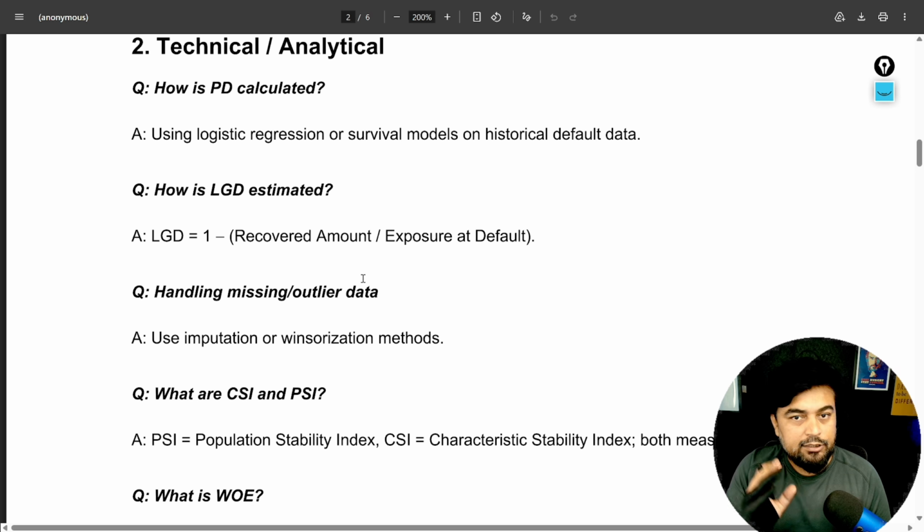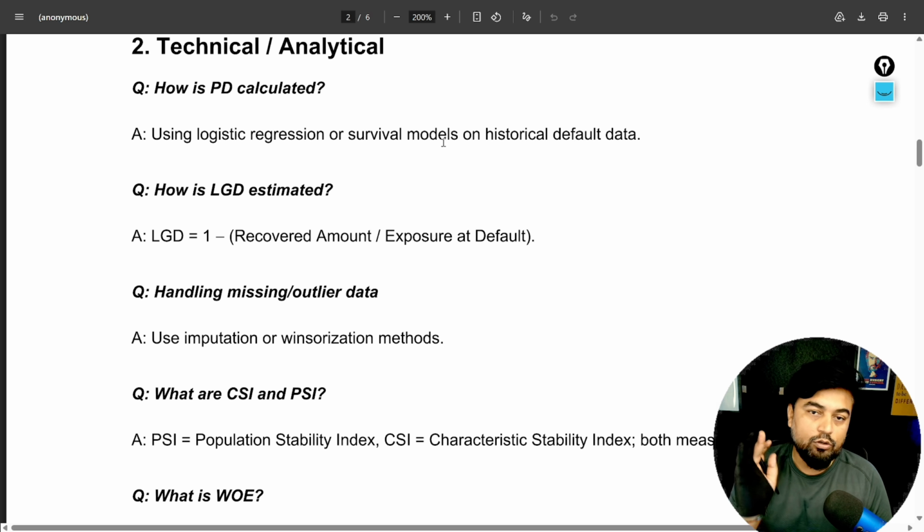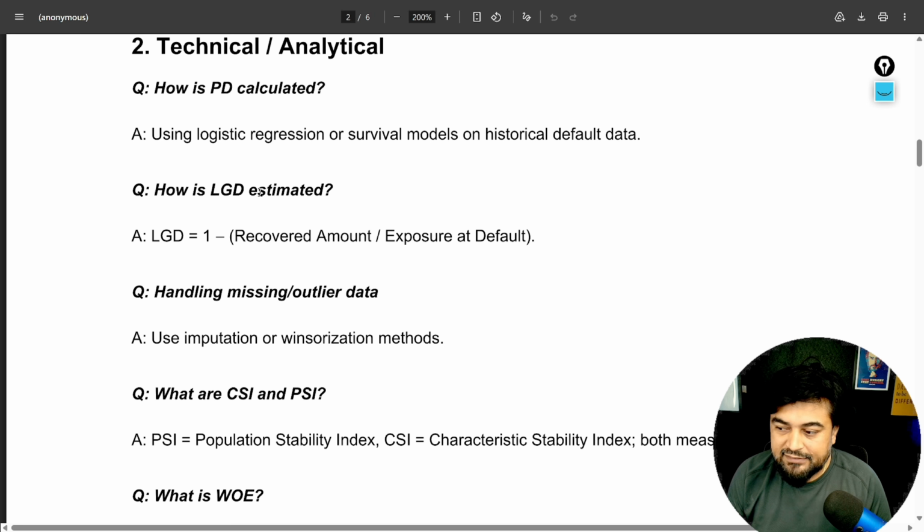A bit of an analytical thought process. Just think from that angle: how is PD calculated using a logistic regression or a survival model on historical default data? Just remember this, how PD is calculated using logistic regression in the real world. I'm telling you, in industry, 90% of the models calculating PD are logistic regression models.